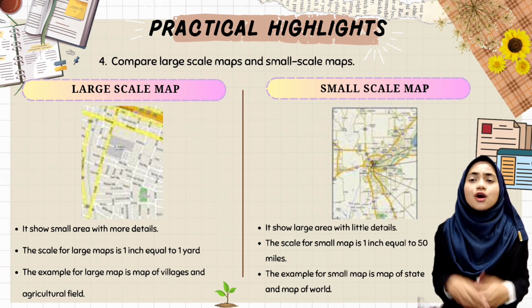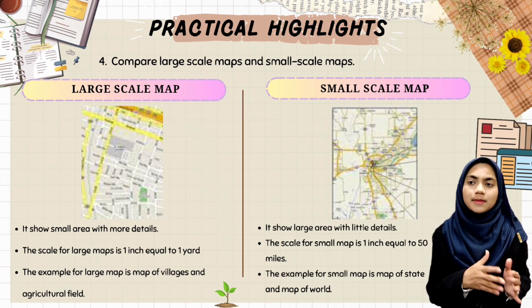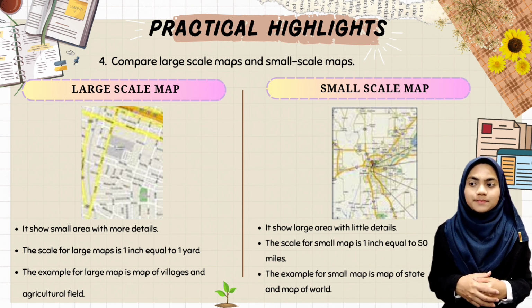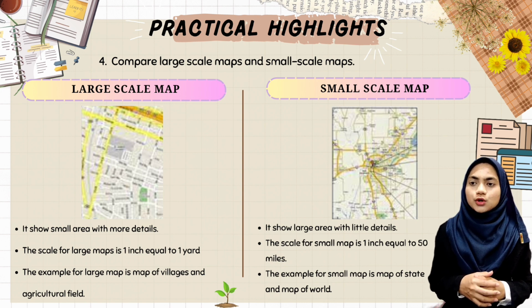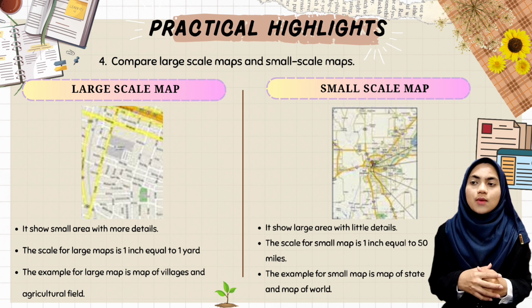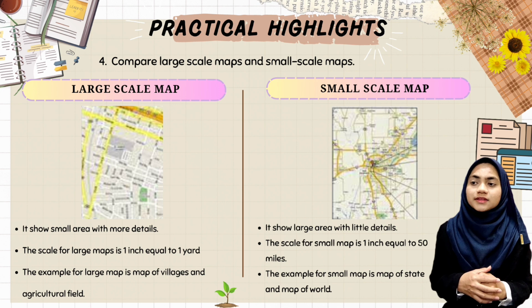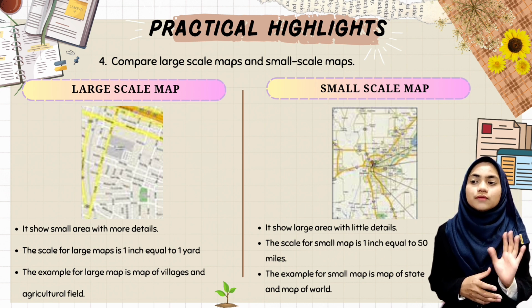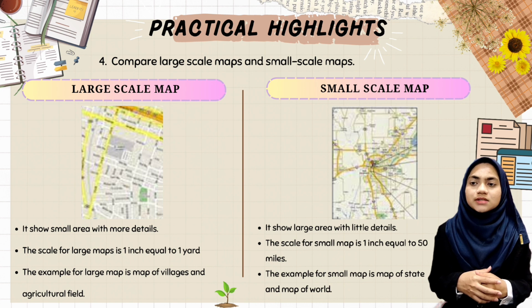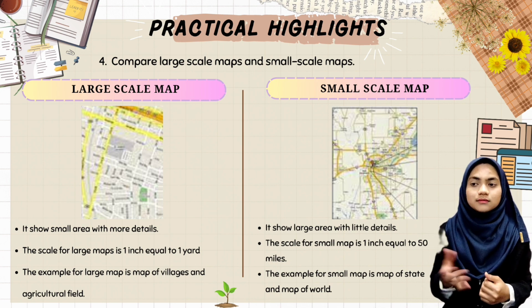And the last question is, compare between a large scale map and a small scale map. Give examples. So take a look at this comparison. A large scale map shows a small area with more detail, while a small scale map shows a large area with little detail. The scale for a large scale map is 1 inch equal to 1 yard, while for a small scale map it is 1 inch equal to 50 miles. The example for a large scale map is a map of a village and an agriculture field, while the example for a small scale map is a map of a state and a map of the world.